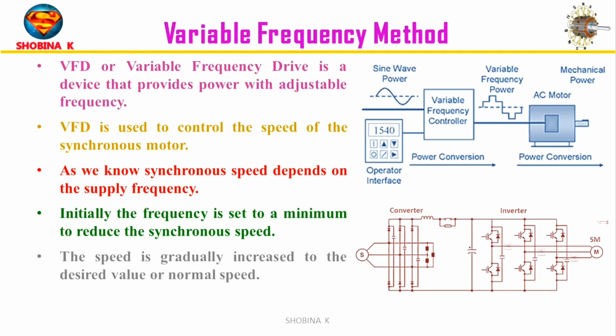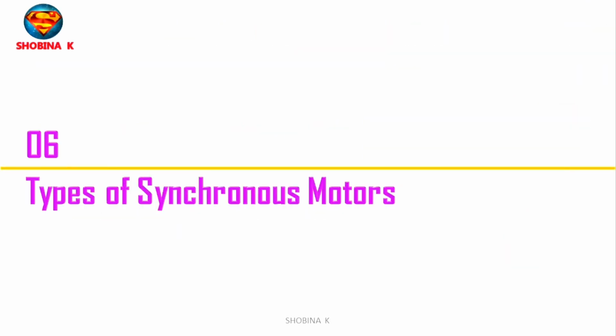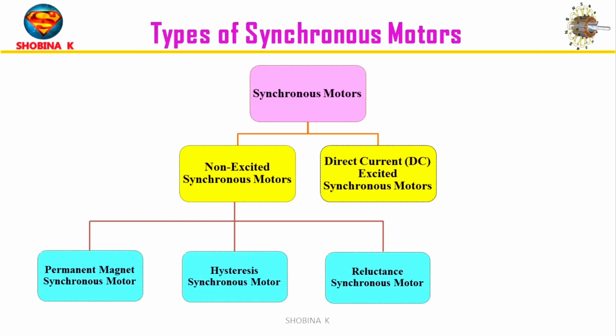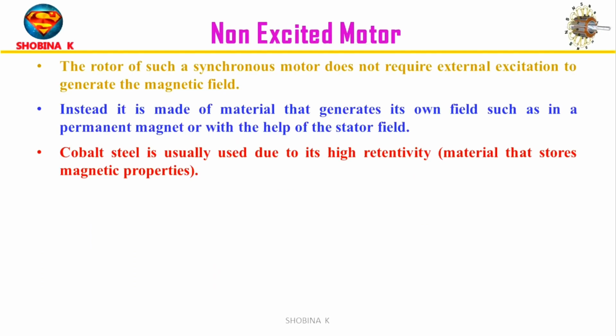Now let's move on and understand the types of synchronous motors. Synchronous motors can be classified into two types based on how the rotor is magnetized. First, non-excited synchronous motor, and secondly we have DC excited synchronous motor. First we will see the non-excited synchronous motor. Here the rotor is made up of steel. At synchronous speed it rotates with the rotating magnetic field of the stator, so it has an almost constant magnetic field through it. The rotor is made up of high retentivity steel such as cobalt steel.